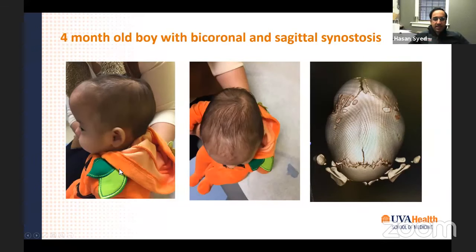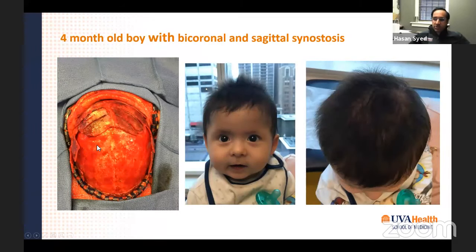The final case, a 4-month-old boy with multiple sutures that are fused, bicoronal and sagittal. You can see the abnormal head shape. Again, that's a clue to further assess with the CT scan. And then the surgery involves taking out the sutures, doing the barrel stave osteotomies, reshaping the forehead. And this is a child, I believe, 4 months post-op. So head shape really has improved.